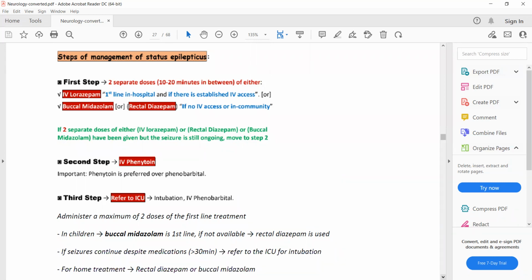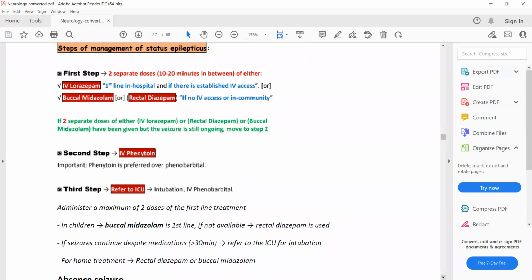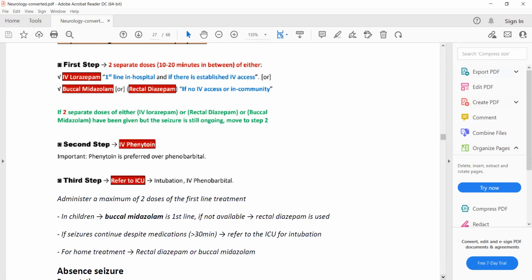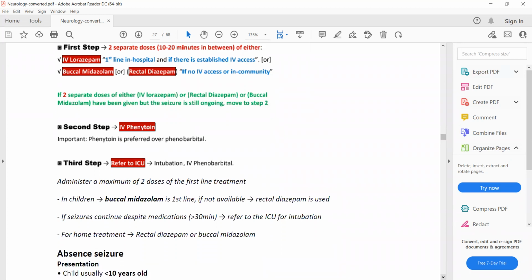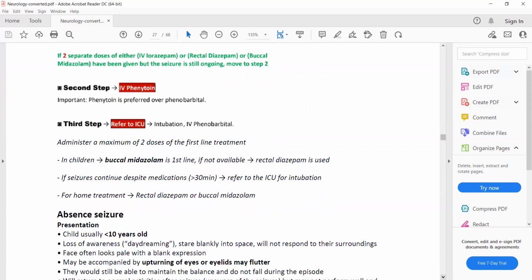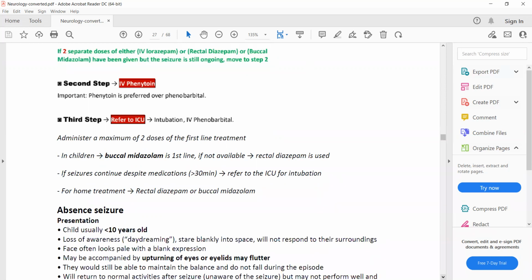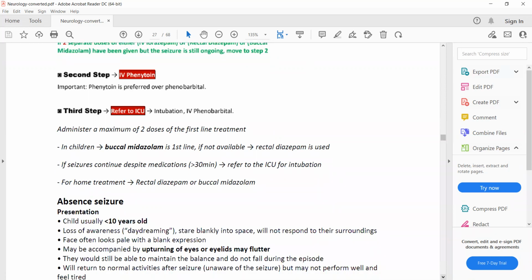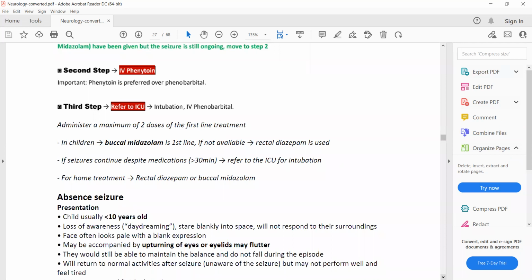So first line is IV lorazepam if in the hospital or if the patient has an IV access, and if the patient is in the community or has no IV access, then rectal diazepam or buccal midazolam. If after giving two doses of the first step management there is no improvement, then we will give IV phenytoin. And if there's still no improvement in the condition, then the third step is to refer the patient to ICU for intubation and IV phenobarbital.